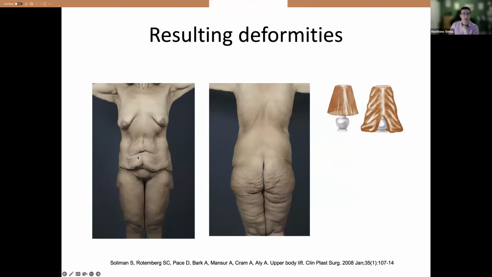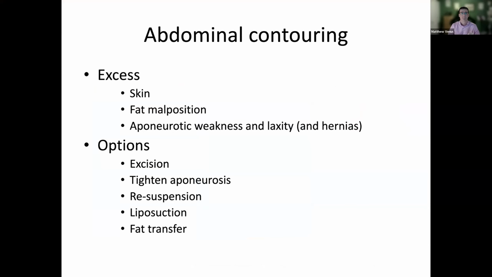So I look for where the excess is. Is it above or below the umbilicus? Is it in a vertical or horizontal direction? And is it at the front and the back and the flanks? And all of these, put together with how much abdominal musculoaponeurotic laxity they have and how much excess fat they have, start to help you decide with the patient what the best procedure might be to try to get them where they want to be. So those are the things I look at. I look at skin, fat, and muscle weakness, as well as hernias.